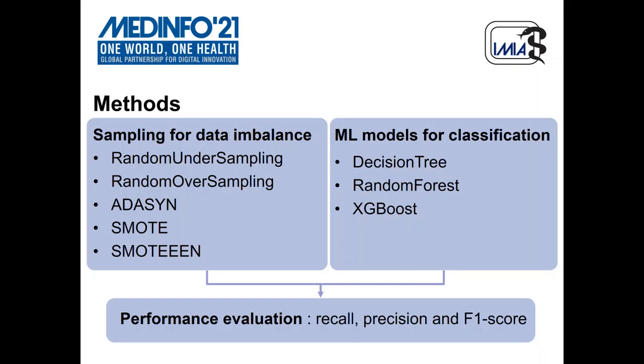ADASYN and SMOTE help generate new instances in the class minority by observing the profiles presented in the class minority and creating an estimation of what they think could be a similar profile in the minority class. SMOTE-ENN does the same, but also deletes instances to help diminish redundant data. For machine learning models, we have decision tree, random forest, and XGBoost, which are all decision tree based models. Then all samplers combined with the models were evaluated using recall, precision, and F1 score.